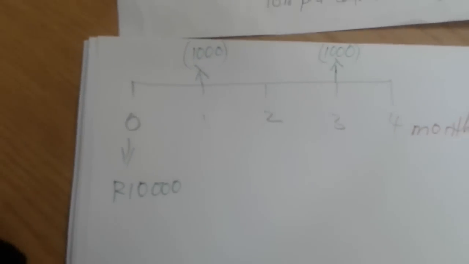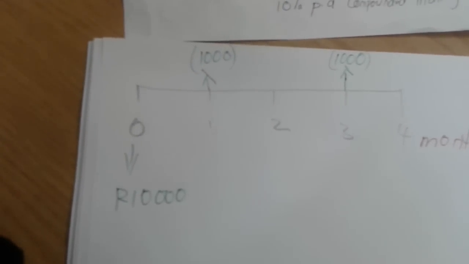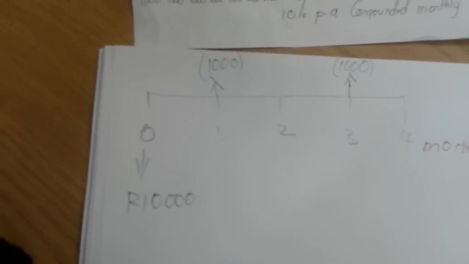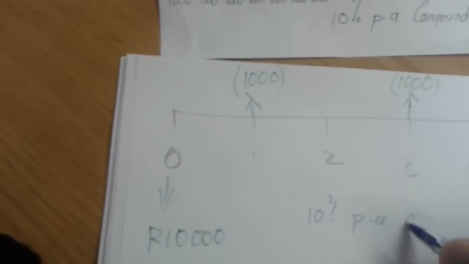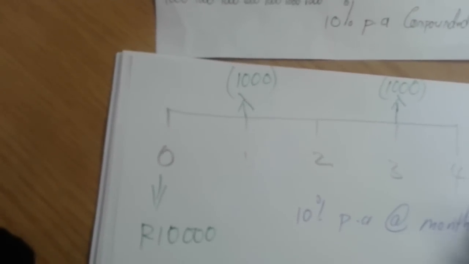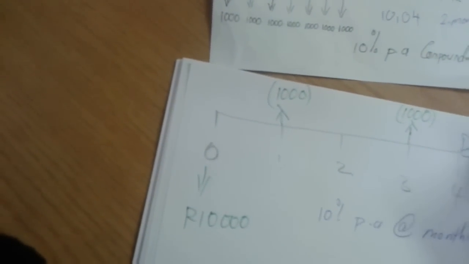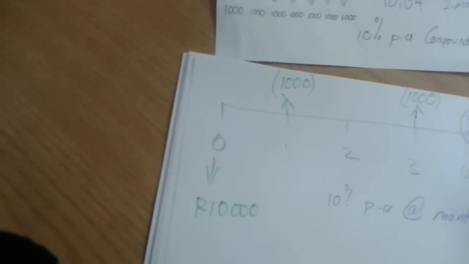Okay, so quickly, let's look at this, and let's say the interest is 10% per annum compounded monthly. Right, so the question is calculate the balance here. Calculate the balance at month 4. Okay, so what do we do?